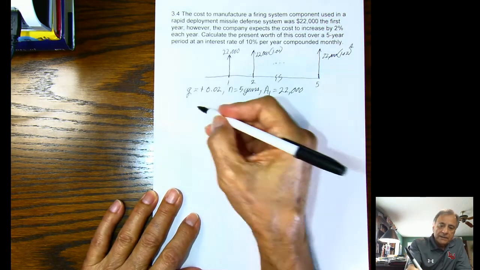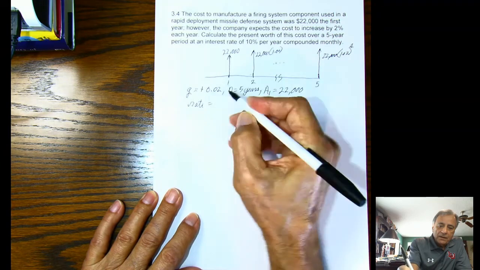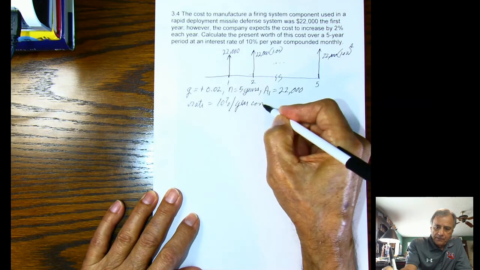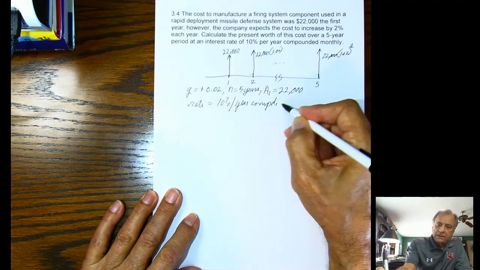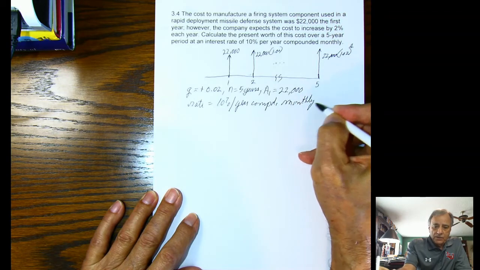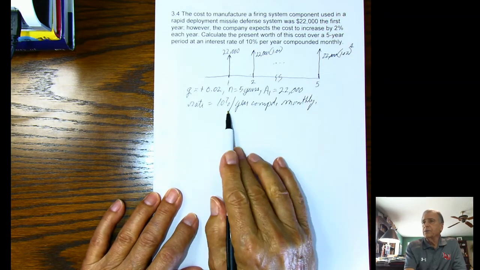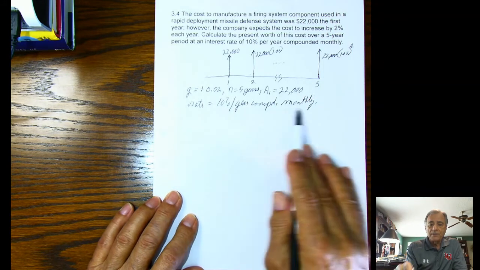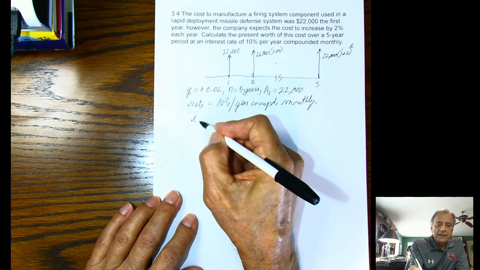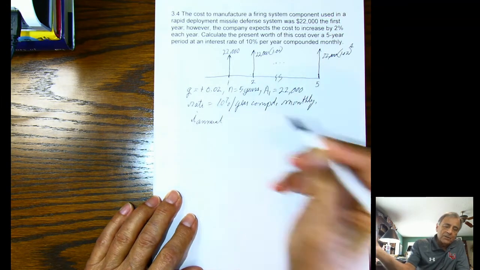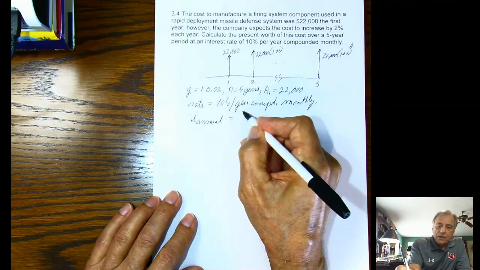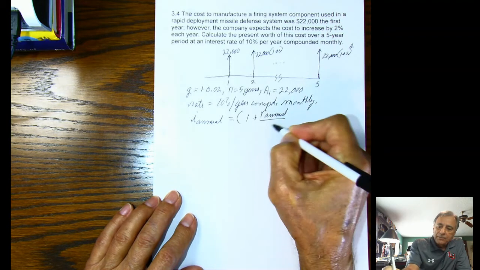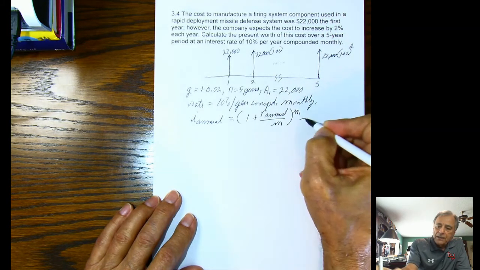Well, the rate is given as 10% per year compounded monthly. So 10% is not an effective annual rate. It's actually a nominal annual rate. So this is my nominal annual rate, but I have monthly compounding. So I annual, again using equation 3.2, is equal to 1 plus R annual divided by M to the M power minus 1.